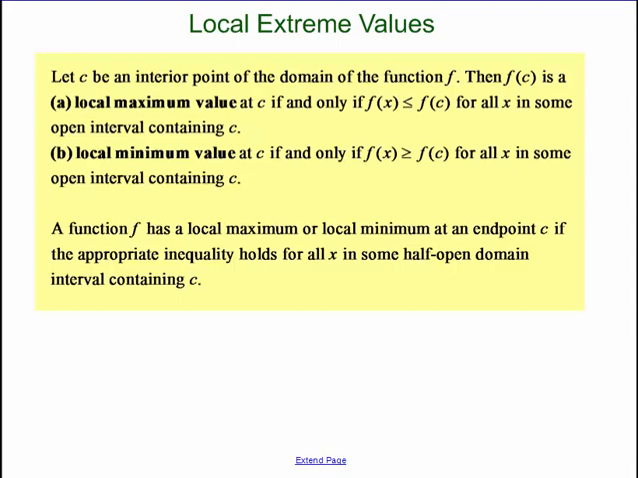Okay, local extreme values. So we have an interior point. A local maximum only happens if that function value is greater than all of the surrounding y values. A local minimum happens only when that function value is less than the surrounding values. And then we have a local max or a local min at an endpoint if that same inequality holds true for all numbers in the interval near that endpoint. And we'll go through an example of that.